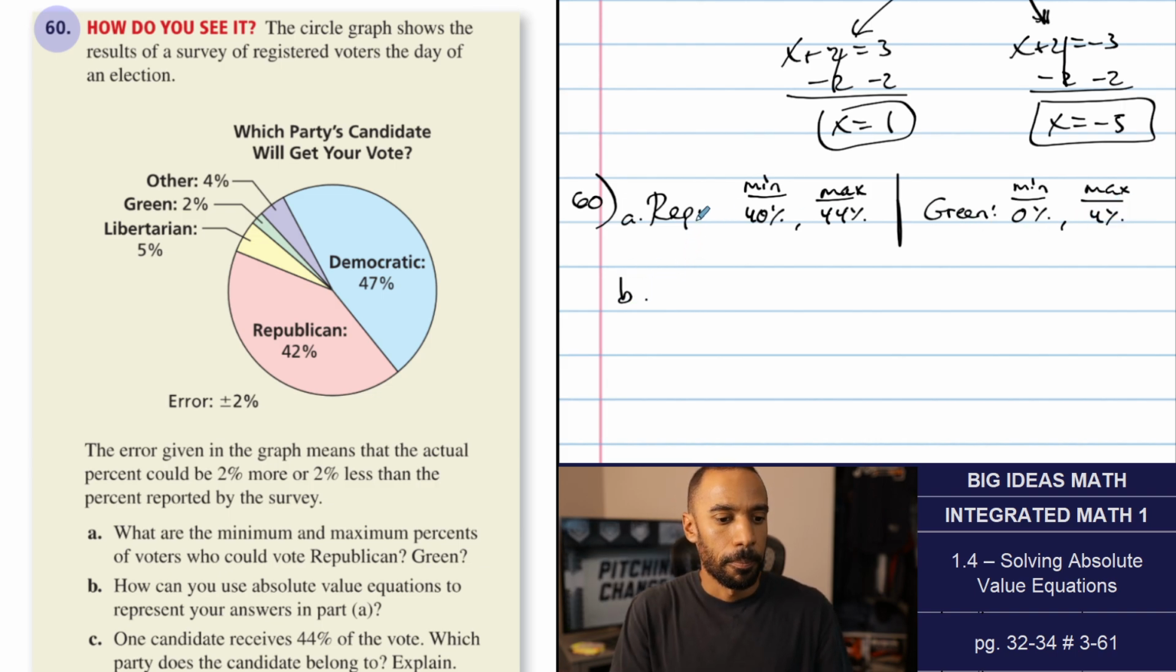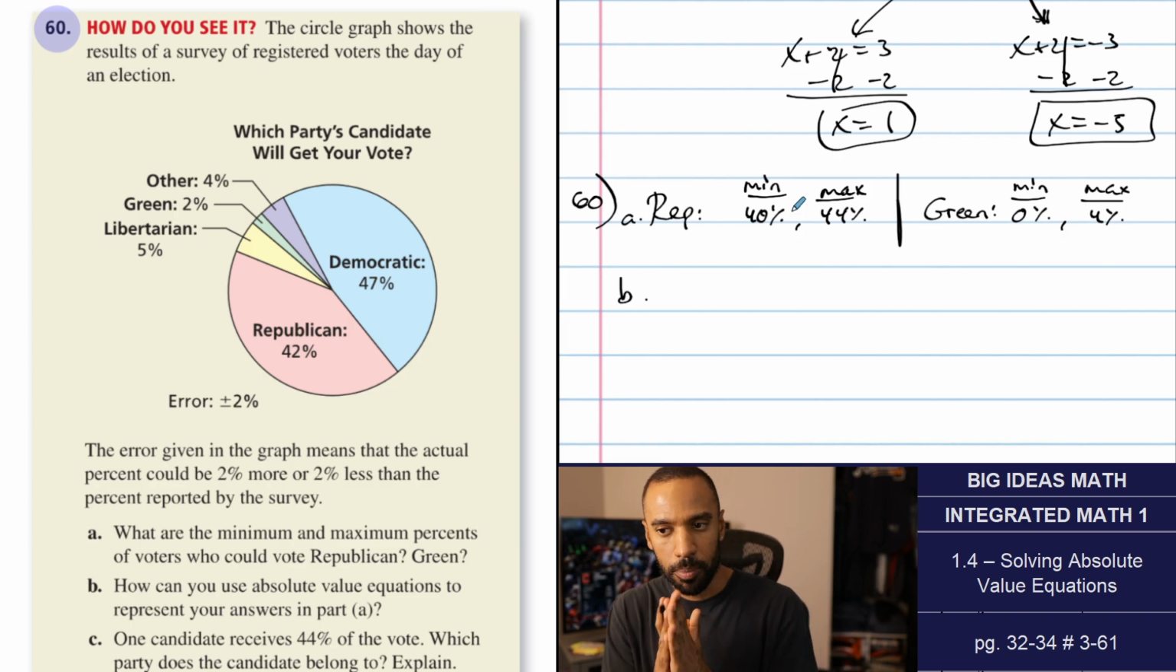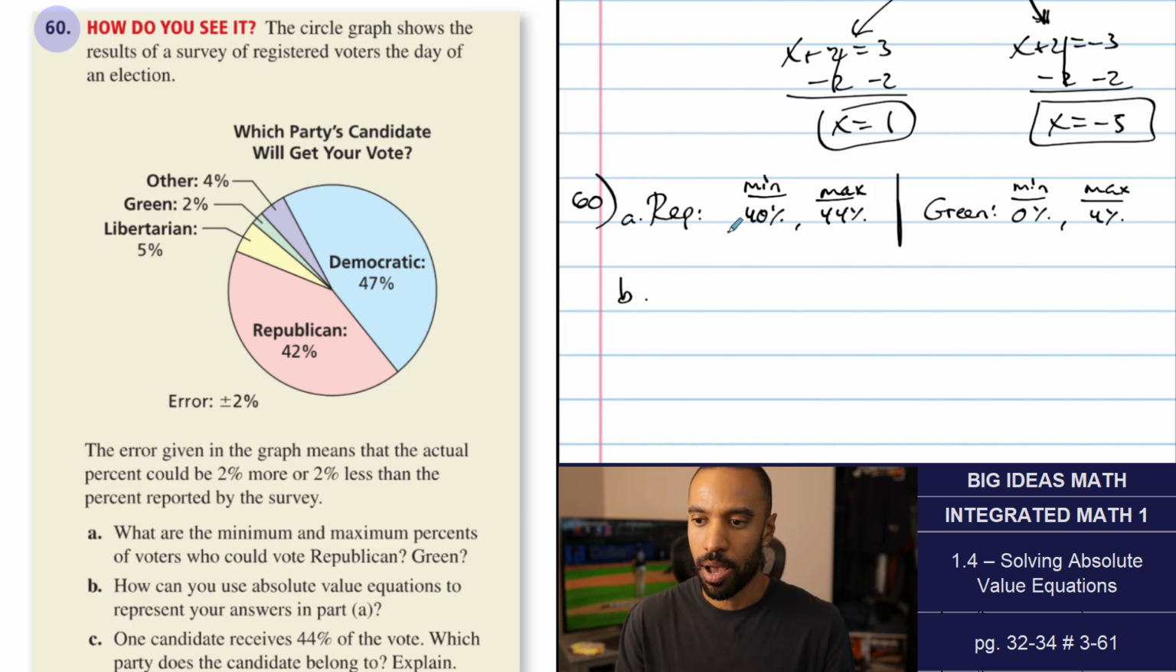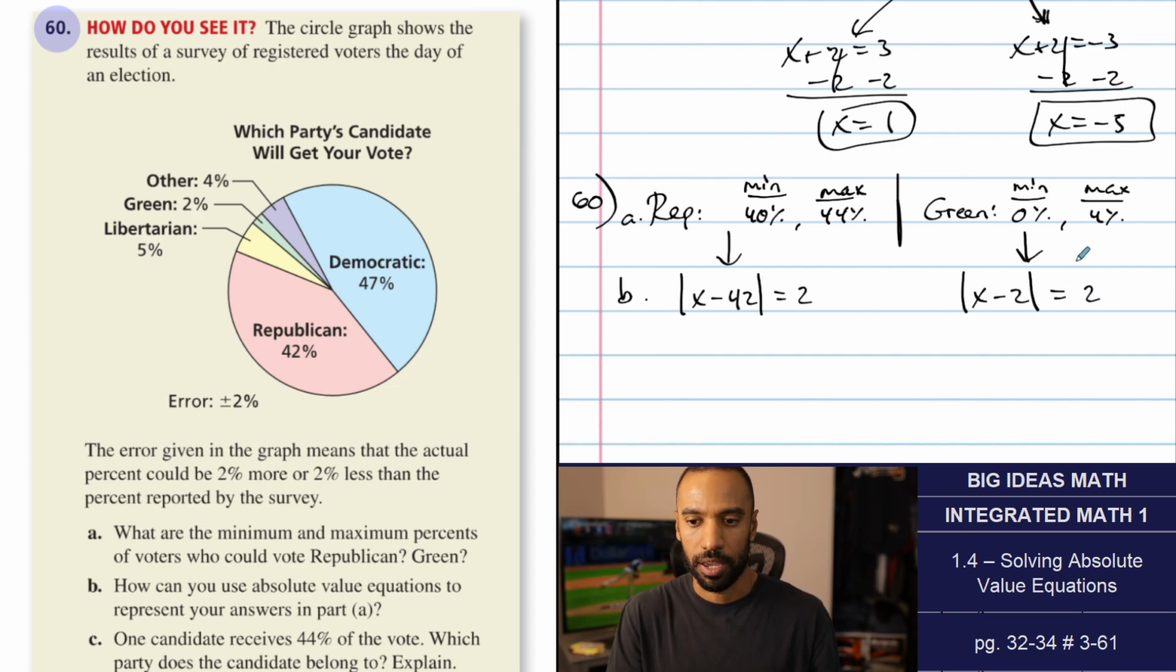Part B, how can you use absolute value equations to represent your answers in part A? You'll have the 42 for Republican be that middle value and the 2 be on either side of it. So for the Republican one, we're going to do absolute value of x minus 42 equals 2. And for the Green Party, we'll have absolute value of x minus that inside 2. The difference between that has to be 2 as well. 2 units away, back and forth.